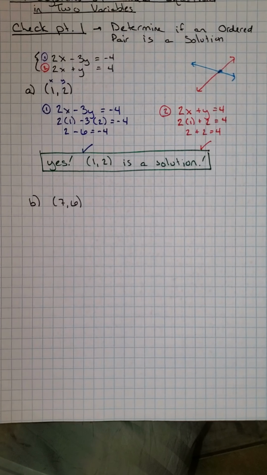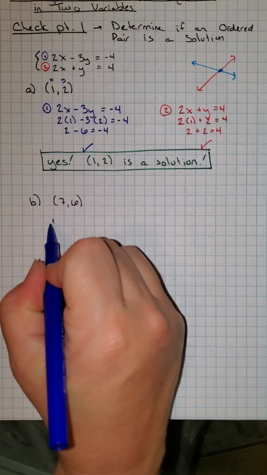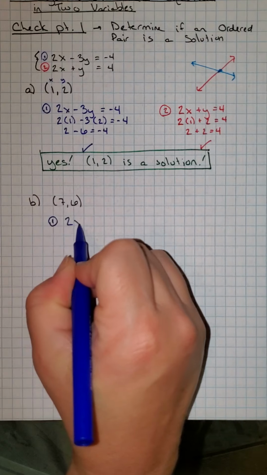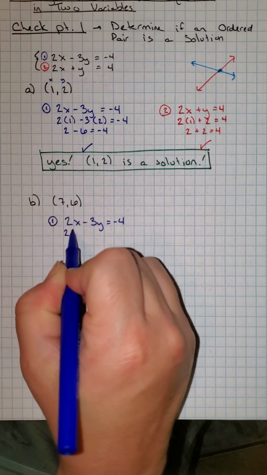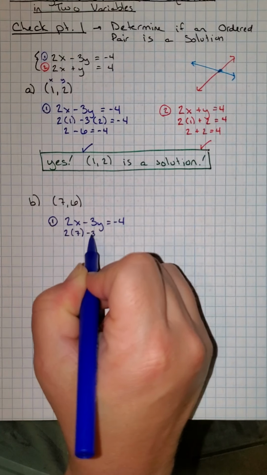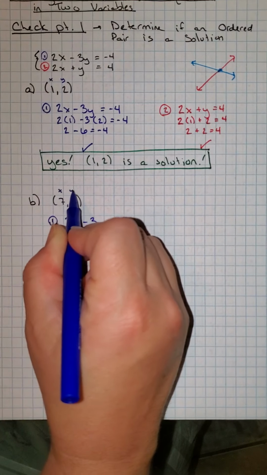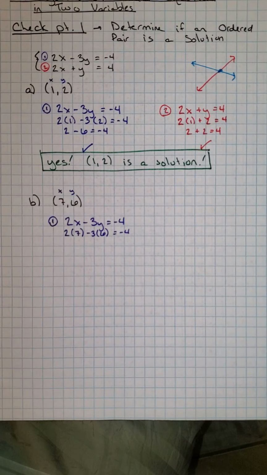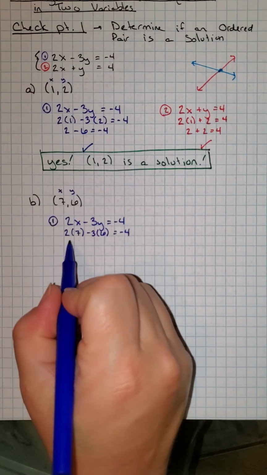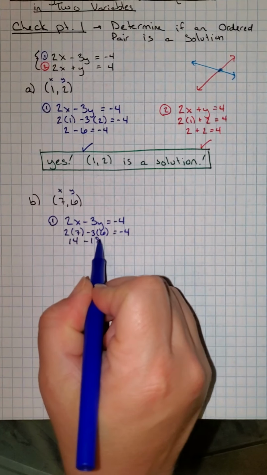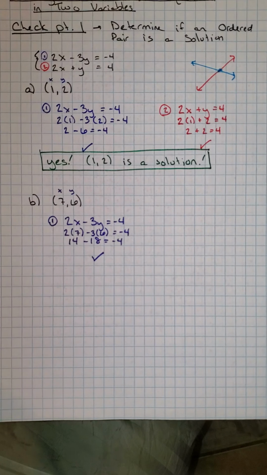Alright, so our next point is 7, 6. So let's see if it's in both equations. So 2 times 7 minus 3 times 6, because 7's our x, 6 is our y, equals negative 4. 2 times 7 is 14, minus 18, and that does equal negative 4. So we go on. If it didn't, we would stop.